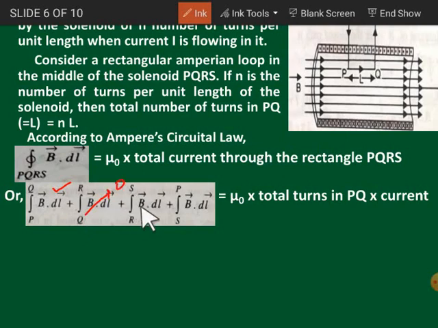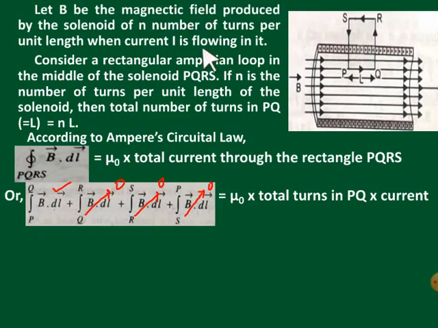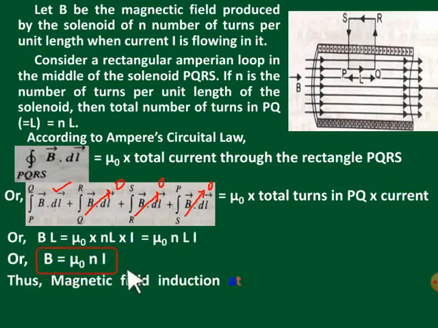As the magnetic field is 0 here, this will also give you 0. There is no contribution to the line integral of the magnetic field. For this one also, as B and dl are perpendicular to each other, this will give you 0. So only what remains is the line integral of B dot dl from P to Q of the rectangular loop. That is what is seen here.